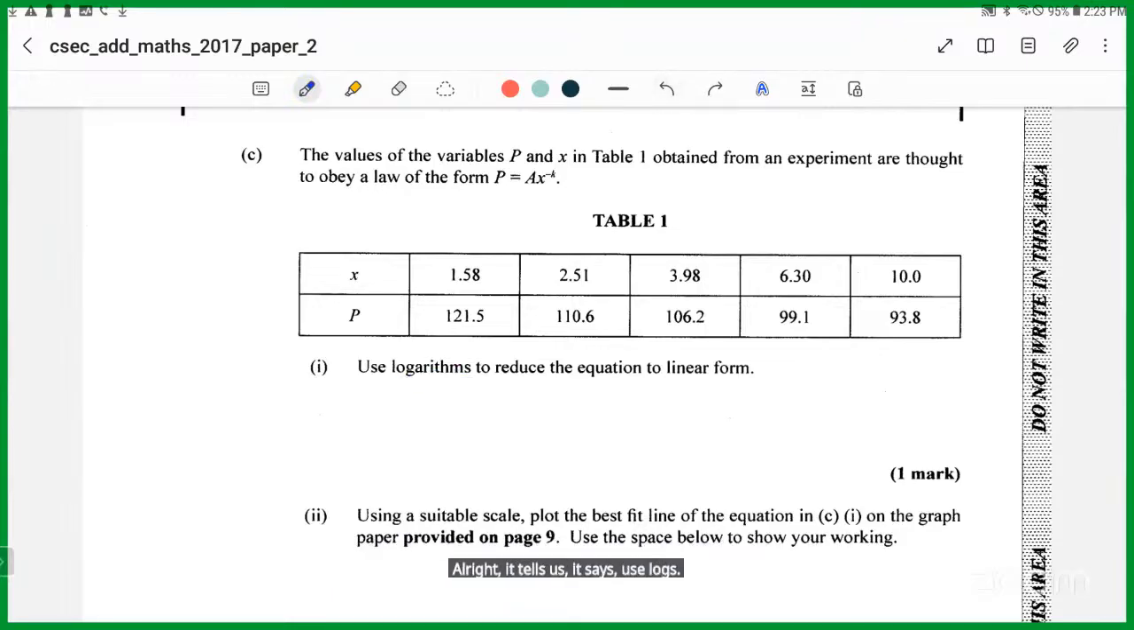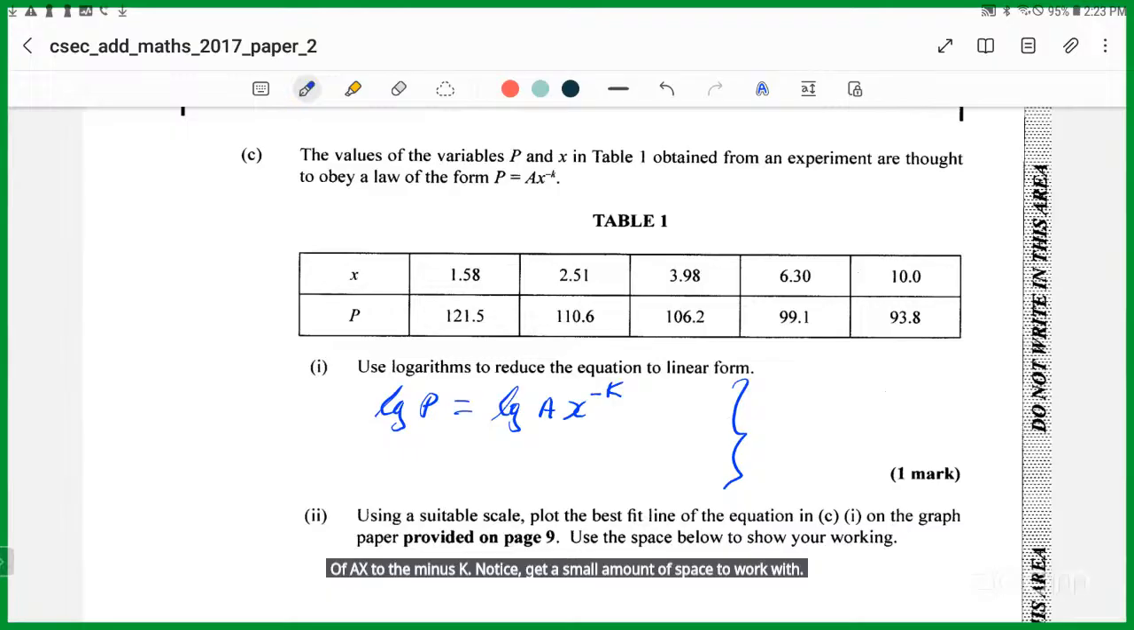So we're going to log both sides. When we log the left side, we get the log of p equals the log of this side, the log of ax to the minus k. Now notice I get a small amount of space to work with, so I don't expect many lines of work, and it's only one mark.